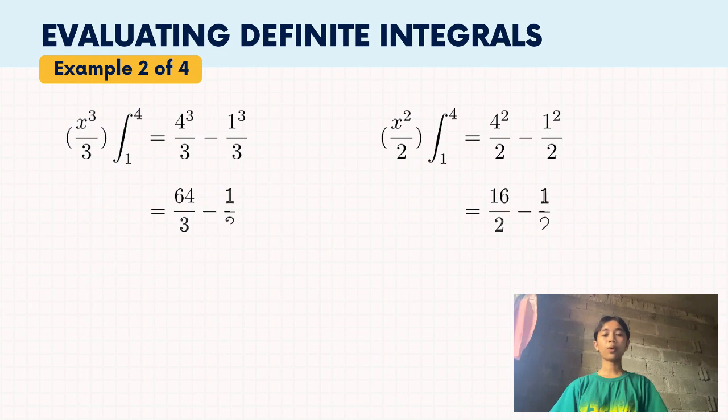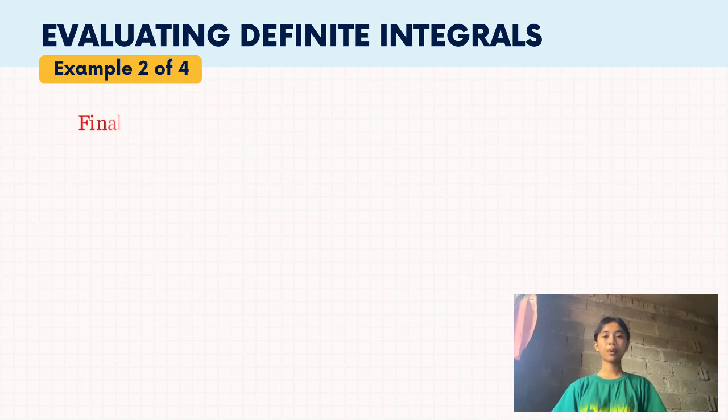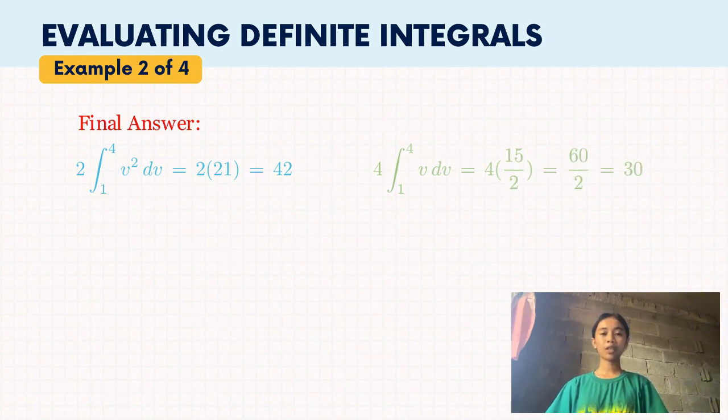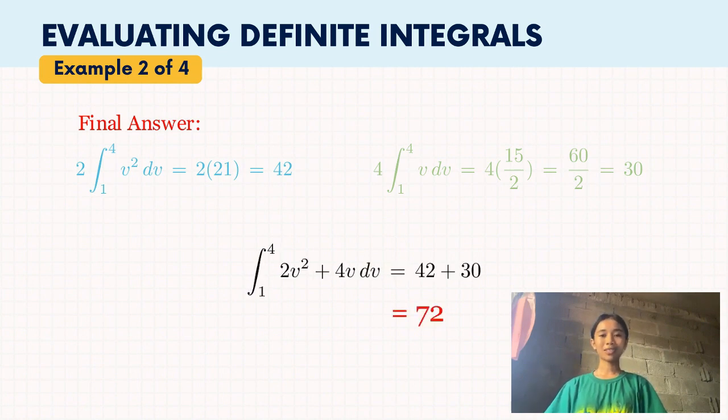Next up is evaluating each antiderivative at their a and b limits. Our F of b becomes 63 over 3, divided to the lowest terms and we get 21, while F of a is 15 over 2. We can now multiply them with their respective constants. 2 times 21 is 42, 4 times 15 over 2 is 60 divided by 2, we have 30. We still have to add both of them together to get the final answer. That is 42 plus 30, leading us to the definite integral value of 72.